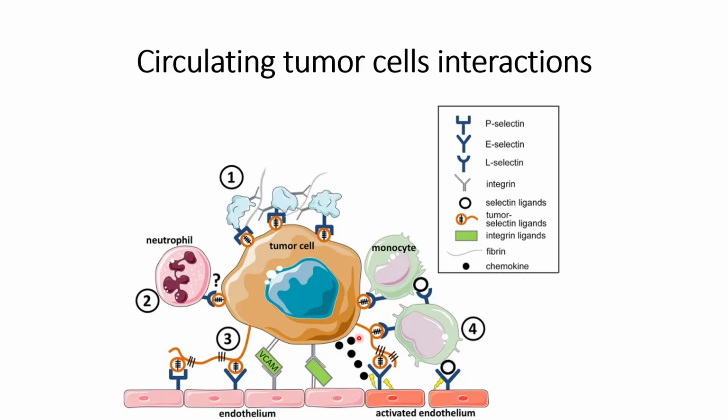And this is also supported by the chemokines that are released from the tumor cells, which later help the tumor cells towards extravasation, thereby exiting the tumor cells from the circulation, the bloodstream. So these are some of the major ways by which these circulating tumor cells interact, that helps in the tumor metastasis and migration.